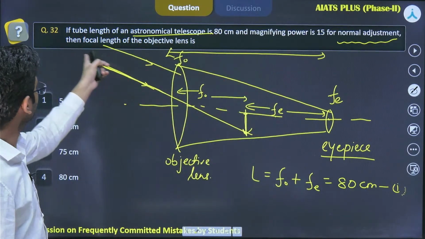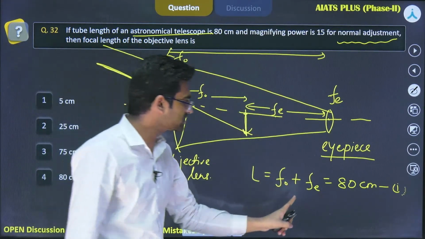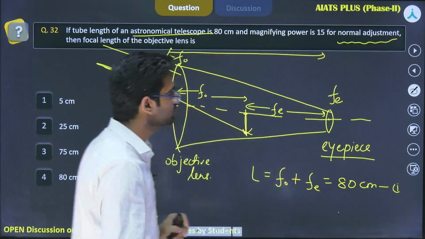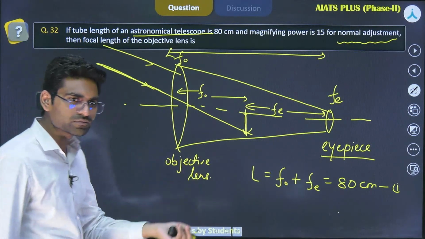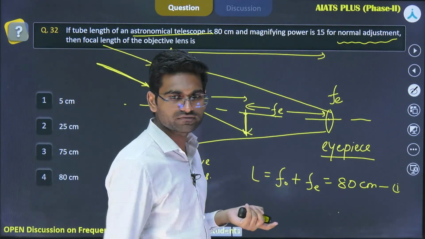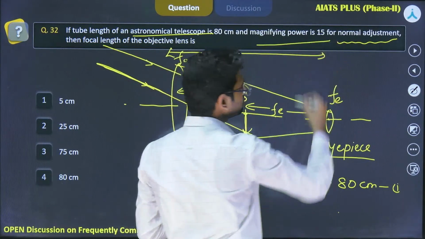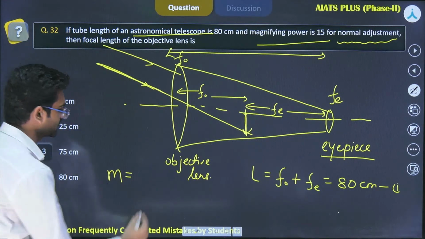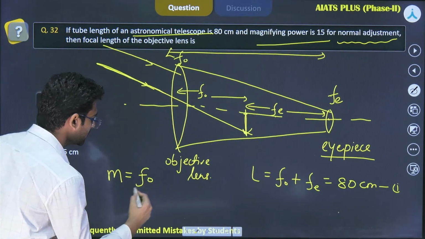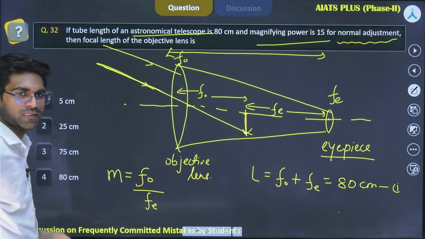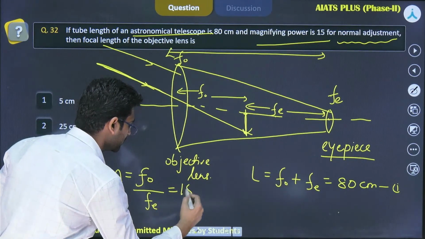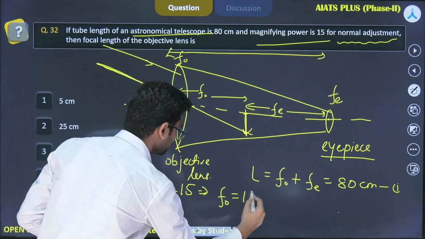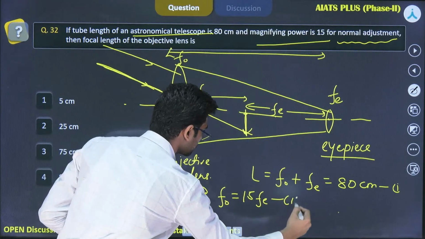What we have to find is the focal length of the objective lens. Here in equation 1 we have f0 and fe. There are two unknowns and one equation, so we need one more equation. From where can we find it? From magnifying power, obviously. The magnifying power in case of normal adjustment of this astronomical telescope can be written as f0 by fe, and it is equal to 15. So we can write f0 equal to 15 fe. This is equation number 2.